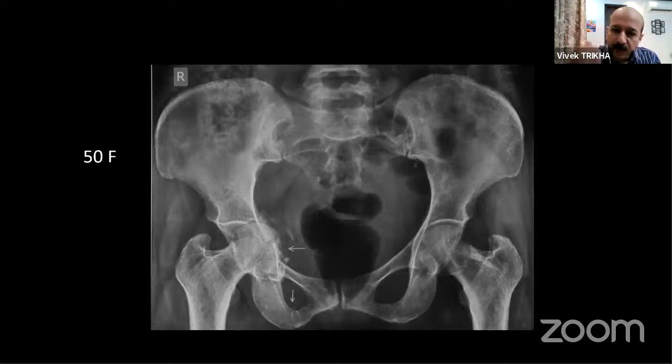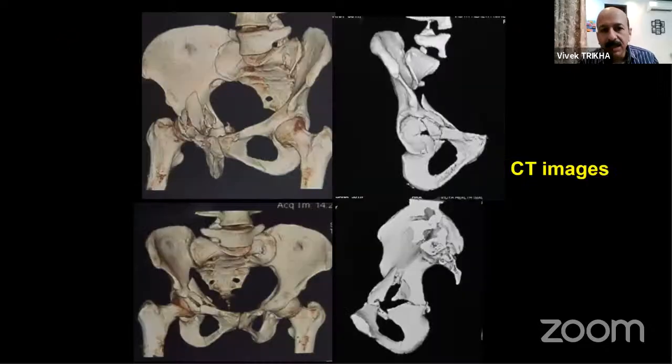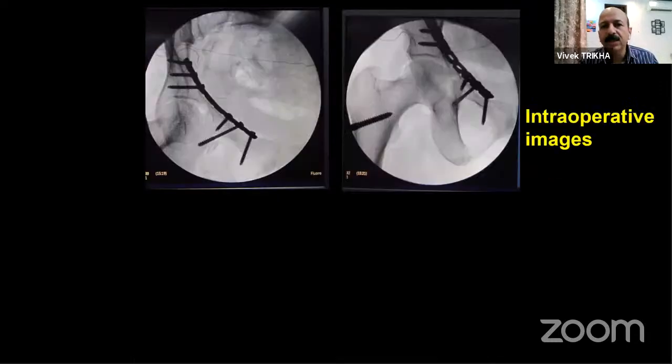Then once you are confident of managing such cases, you take your medial subluxed cases, which have gone inside, which is purely again a quadrilateral plate region. Look at the fracture pattern. It is not involving the iliac blades. It is not involving any other major displacements, only the medial quadrilateral plate region with some amount of impaction. So this is the fracture pattern: anterior wall, quadrilateral plate with a mild posterior column undisplaced fracture. And the same approach with a slightly bigger plate.